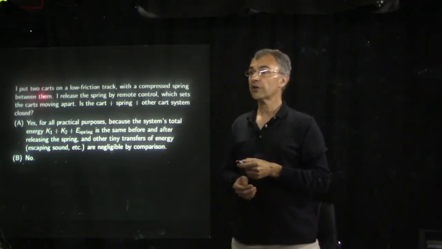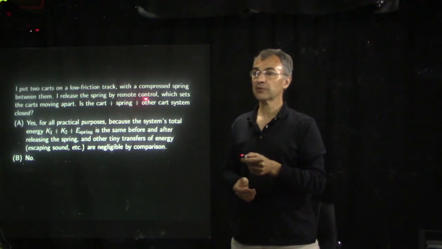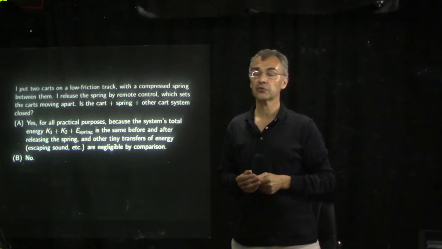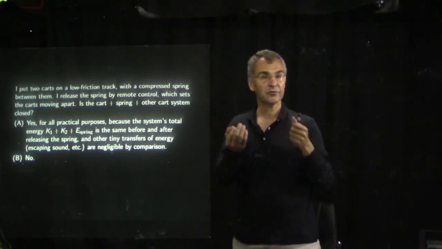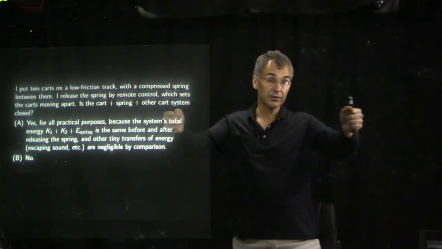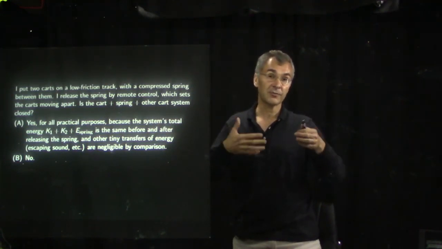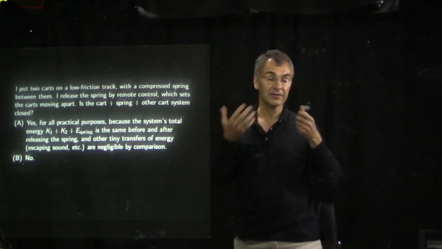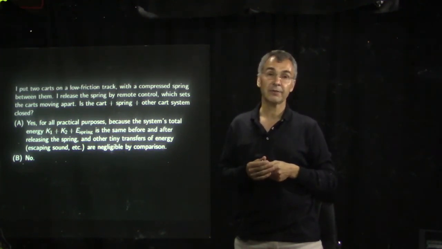I put 2 carts on a low friction track with a compressed spring between them. I release the spring by remote control, which sets the carts moving apart. Is the cart plus spring plus the other cart closed? I think so, because we can account for the energy. So energy goes from the compressed spring to the kinetic energy of the carts, but there's no friction, so there isn't any energy being dissipated into thermal energy by friction. So as long as we can neglect things like the sound, the acoustic energy escaping, and as long as friction is truly negligible, I would say that is a closed system.